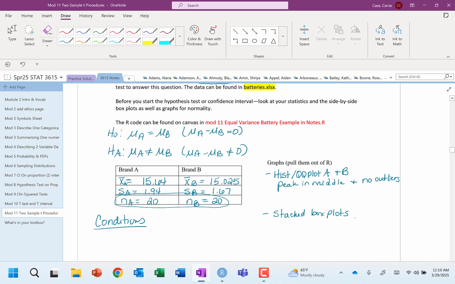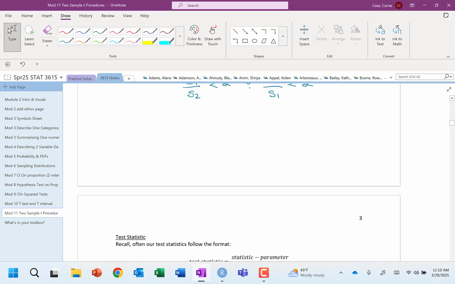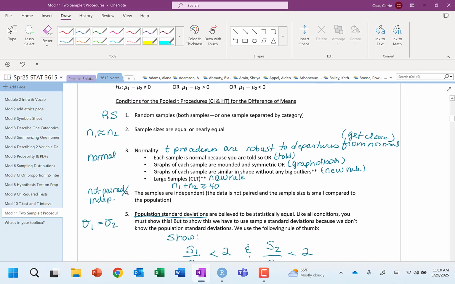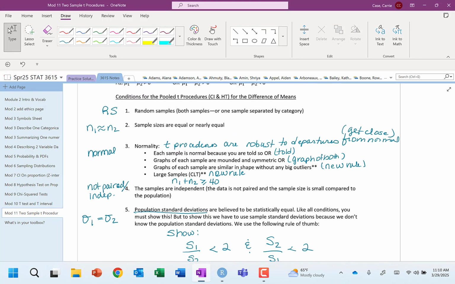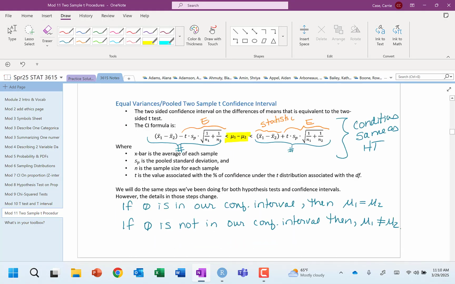So we need, remember, I'm going to go back here, you guys. There are so many conditions. There are 5. We need random sampling. We need approximately equal sample sizes. We need normality, either one of these methods. We need not paired or independent data, and that the variances or standard deviations are approximately equal by showing that the proportion of the sample standard deviations are both less than 2.